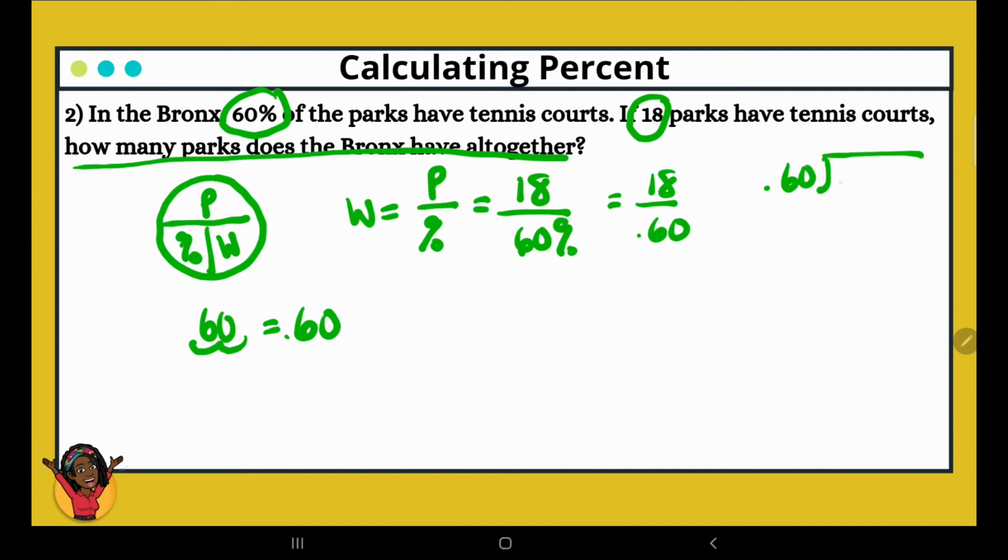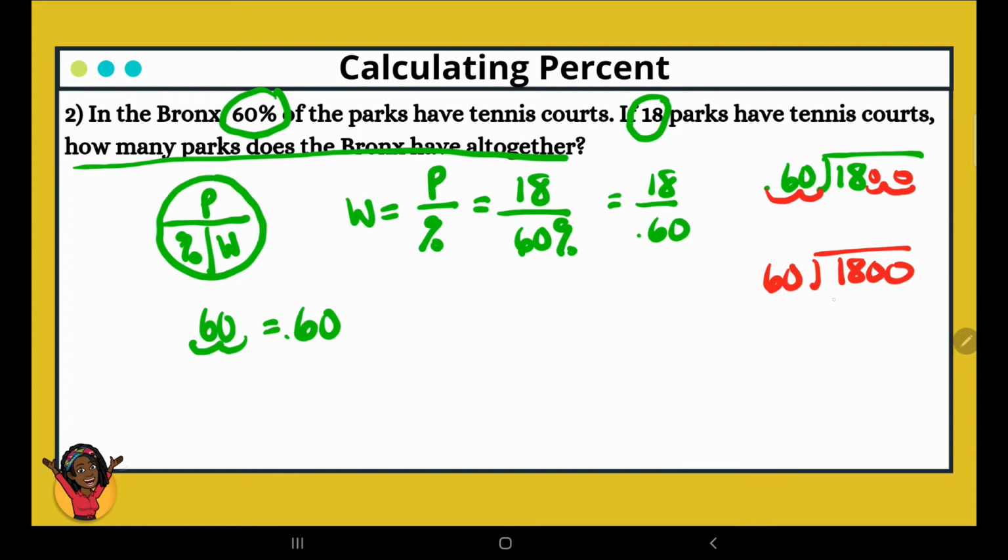Now let's set up our division house. 0.60 goes on the outside, 18 is on the inside. Now this takes me back to division with decimals. So I must apply my monkey see, monkey do. So I move 1, 2 places, 1, 2 places. So now I'm working with 1800 divided by 60.